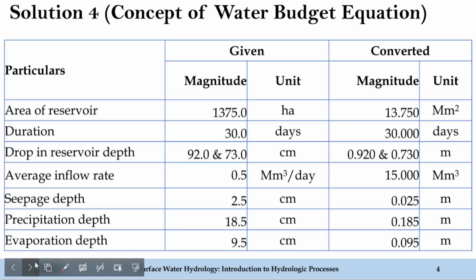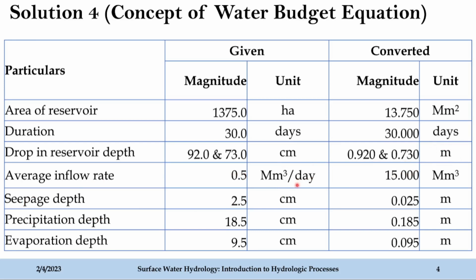Okay, so here is the summarization of whatever conditions have been provided in the problem. The area of the reservoir given to us is 1375 hectare, and it has been converted into million meter square, that is 13.75 million meter square. The duration of 30 days has been given to us. We have kept the unit of time in this problem as days only. The drop in reservoir depth is given to us in centimeter. We have converted it into meters. The average inflow rate was given to us in million meter cube per day.